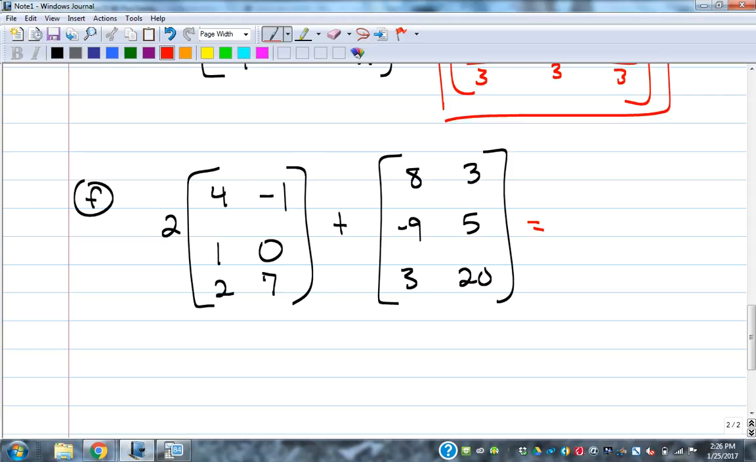Because all I'm doing on this one is doing what with this 2? Distributing it to everybody inside. So I'm just going to do that one piece at a time because I know, are these the right dimensions to be able to add together? Yeah, we've got a 3 by 2 and a 3 by 2. So I know I'm going to get an answer that's a 3 by 2. So I'm going to say 2 times 4 is 8 plus 8 would be 16. So my top left is 16. 2 times 1 is 2 plus -9, -7. 2 times 2 is 4 plus 3, 7.